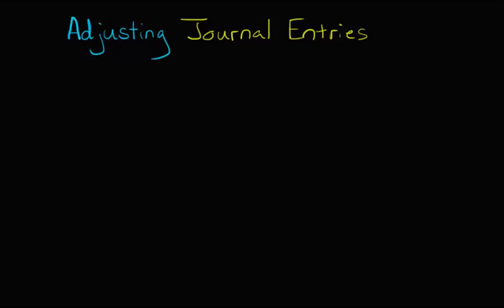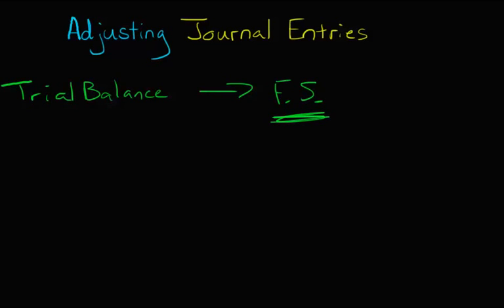So after you've put together your trial balance, you might be wondering what you do next, and you might think, oh, I can just go ahead and put together financial statements. But there's one thing you want to make sure that you do before you put together the financial statements, and that's to make any adjusting journal entries that are going to be necessary.